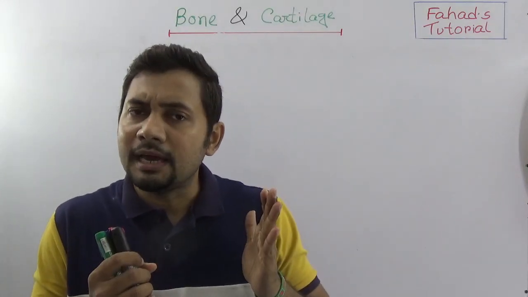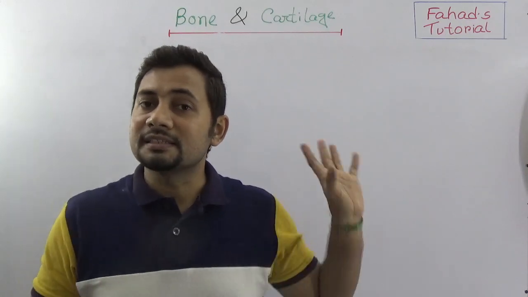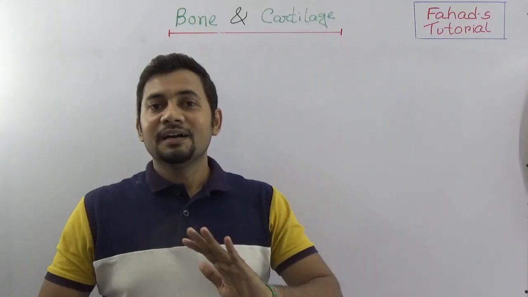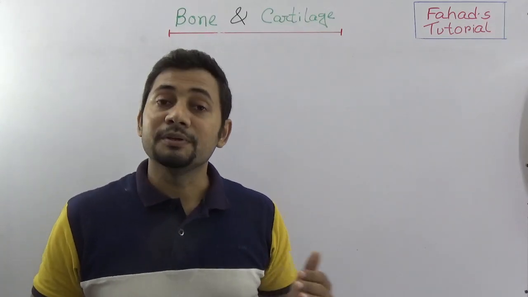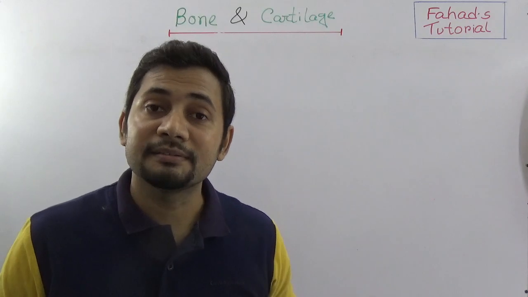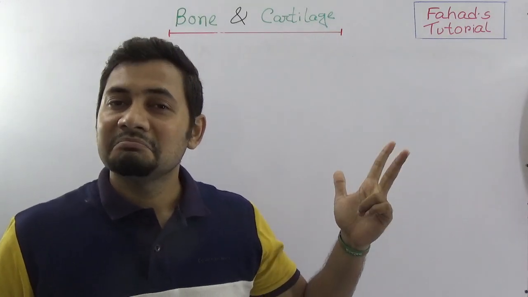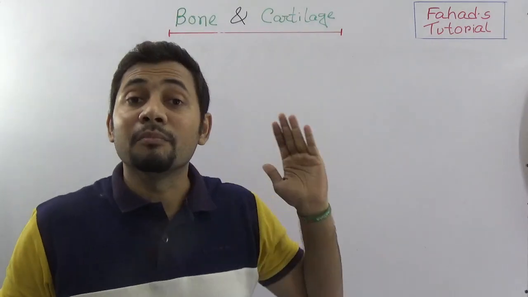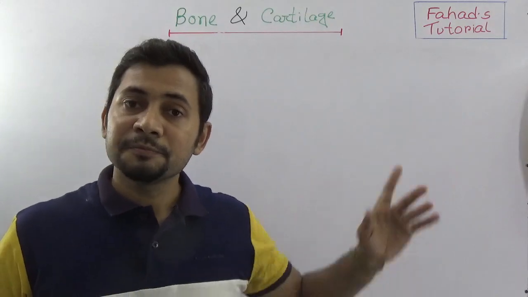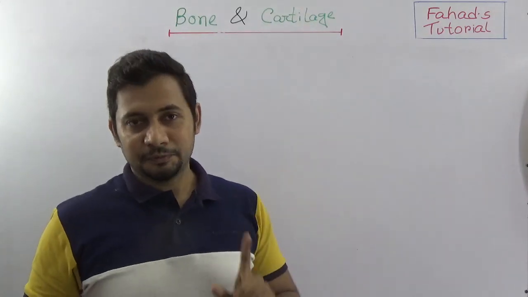So as we are studying bone and cartilage, we need to know one thing: these two are actually a modified and different form of connective tissue. We know that in animals we have four types of tissues: epithelial, muscular, nerve and connective tissue. So bone is a modified version of connective tissue, and cartilage is a different type of connective tissue.